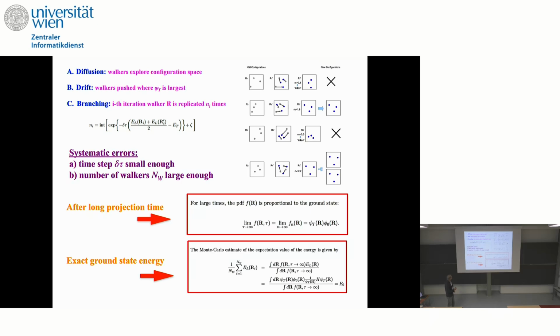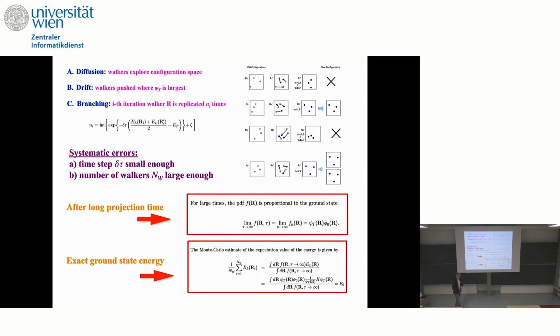You have a diffusion, which allows walkers to explore the whole of configuration space, so it guarantees ergodicity of your algorithm. Then you have the drift. Walkers are pushed where psi T is largest. So if you have a good trial wave function, then the algorithm is more efficient. But then you have branching, which tells you that these walkers are replicated according to some rule given here.